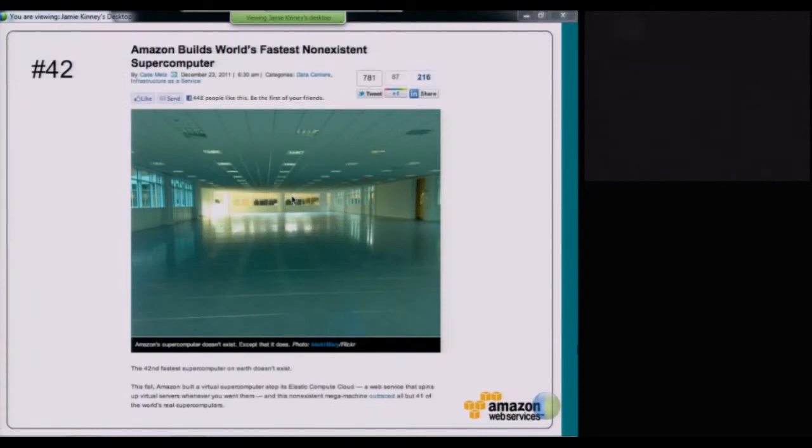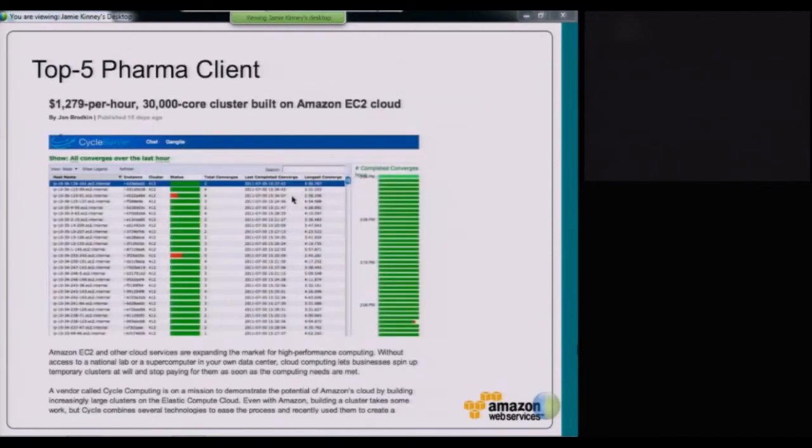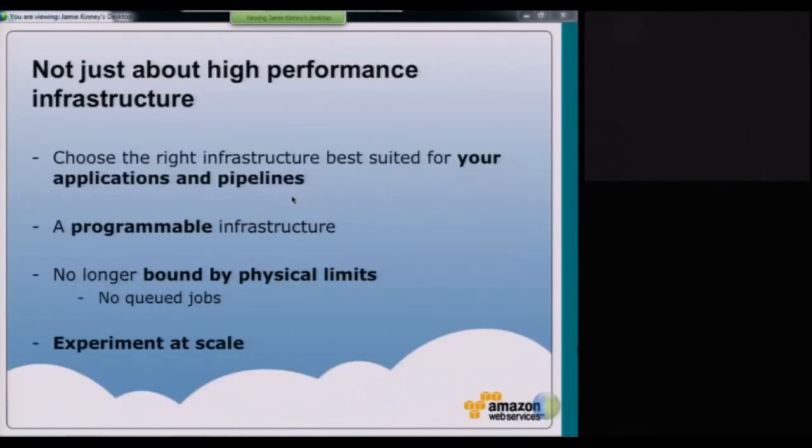So what are people doing with this? Well, they're building some of the world's largest virtual supercomputers in the cloud. This is just a snapshot of the 42nd largest supercomputer in the world that was built on Amazon Web Services. We have a pharmaceutical customer that through one of our partners, Cycle Computing, built a 30,000 core cluster for $1,279 an hour. They recently built a 50,000 core cluster for a similar workload that was at the same price or just slightly more than that. Our prices have dropped, and they were able to actually build out even larger clusters.